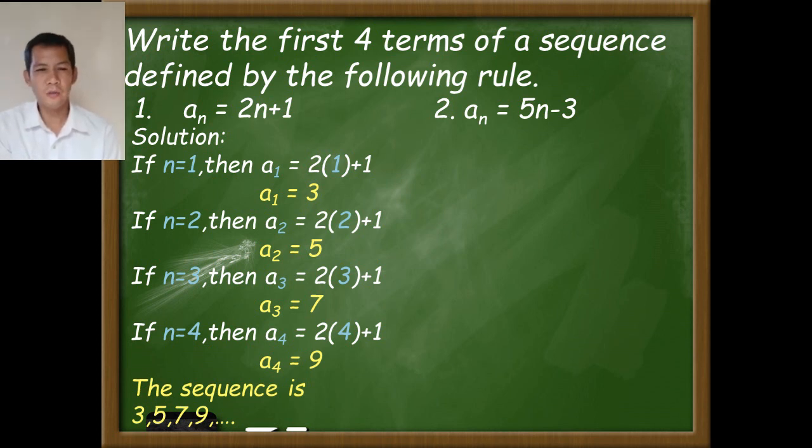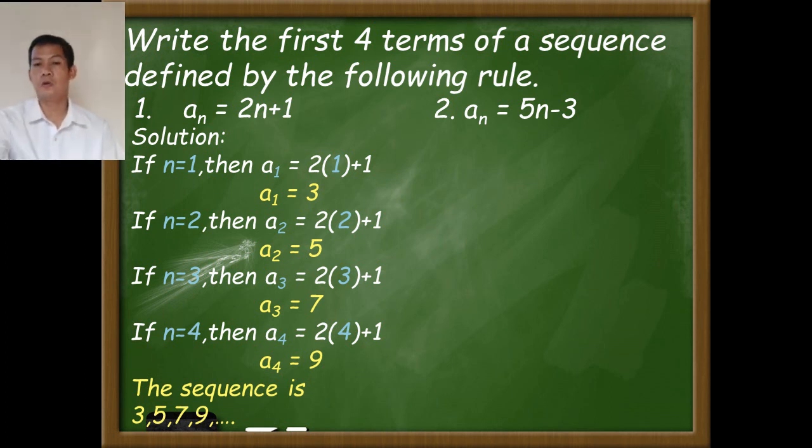If n equals 2, then a sub 2 equals 2 times 2 plus 1, a sub 2 is 5. If n is 3, then a sub 3, 2 times 3 plus 1, the third term is 7. If n is 4, then the fourth term is equal to 2 times 4 plus 1. The fourth term is 9. Hence, the sequence is 3, 5, 7, 9.